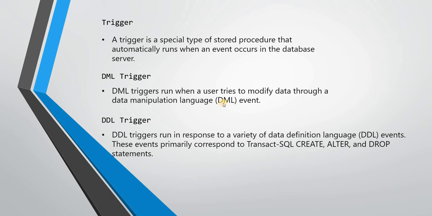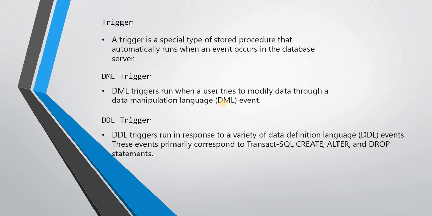So what is a trigger? A trigger is a special type of stored procedure that automatically runs when an event occurs in a database server, right? Very simple and very clear. So it's a type of procedure where you can write multiple statements. But the very important thing is that it automatically runs when any event occurs on a database. Now there are three different types of events: DML events, DDL events, and logon events, right?